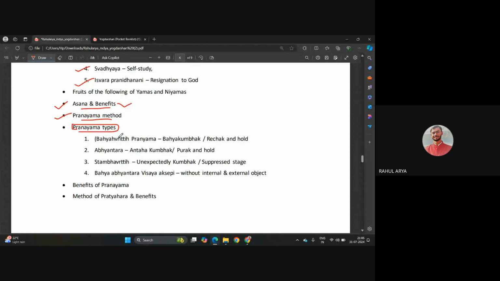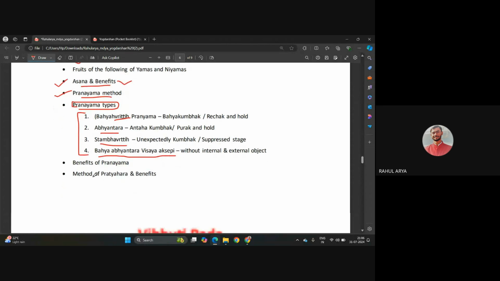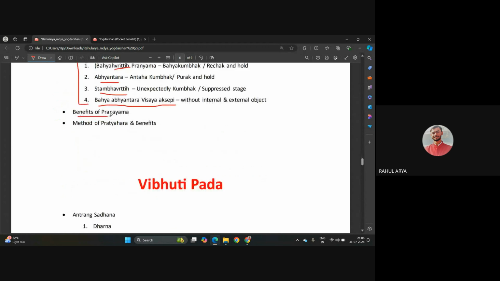So four kinds of kumbhaka Yoga Darshan is highlighting here: Bahya vritti, Abhyantar vritti, Stambha vritti, and Bahya Abhyantar Vishayakshepi. So these are the four kinds of pranayama according to Yoga Darshan. And then the benefits of pranayama are defined here.